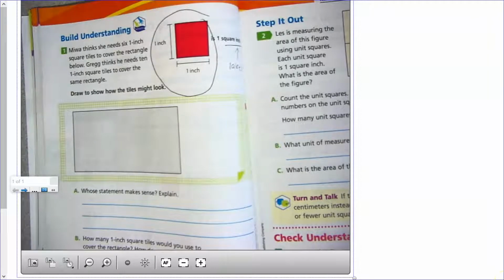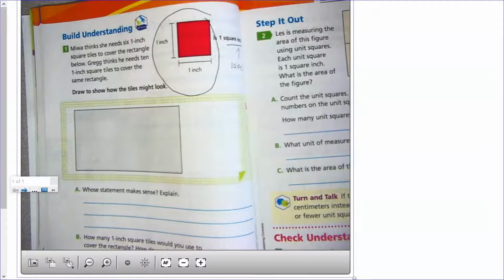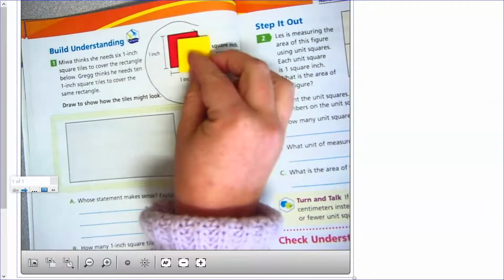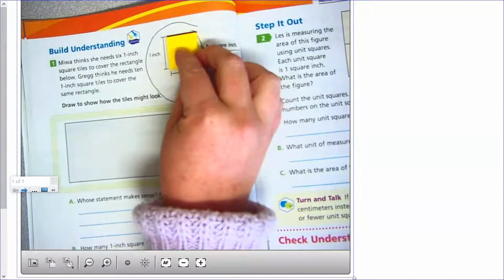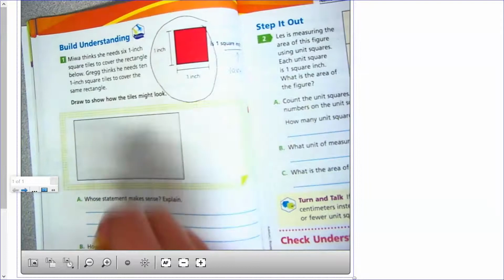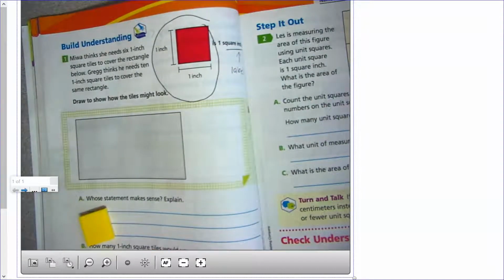Mila thinks she needs 6 1-inch square tiles to cover the rectangle below. Greg thinks he needs 10 1-inch square tiles to cover the same rectangle. Draw to show how the tiles might look. Before we draw, I have some 1-inch tiles, and I'll show you they are 1 inch. Okay? So Mila thinks we need 6.